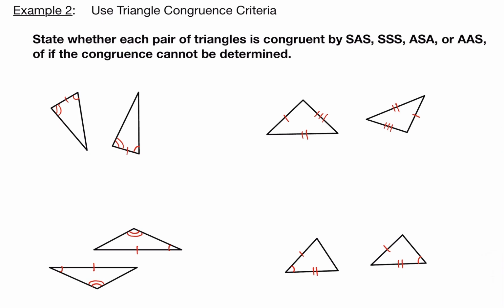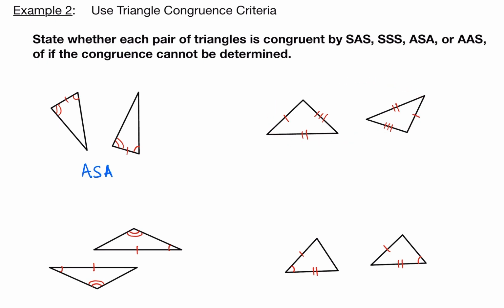So we've got 4 pairs of triangles here, and we need to identify if they are congruent, and if so, how are they congruent? So let's take a look at this first pair. We see that this triangle has an angle side angle, and we also see in this triangle an angle side angle. And we see that they're congruent on both sides of the triangle, so we would say that this is congruent by angle side angle.